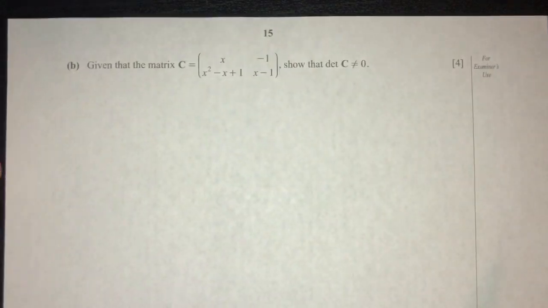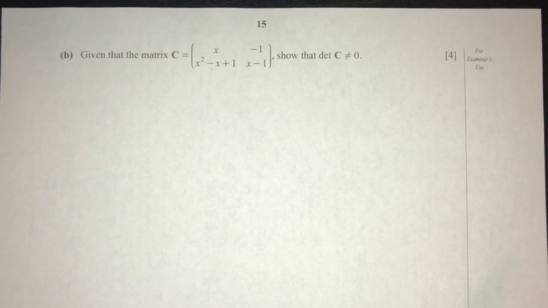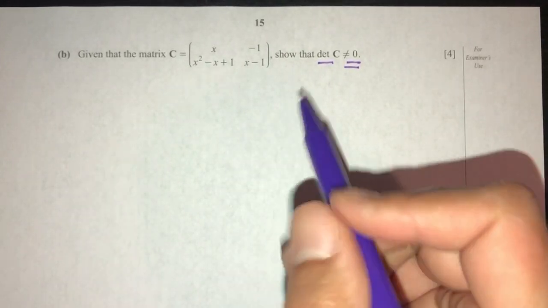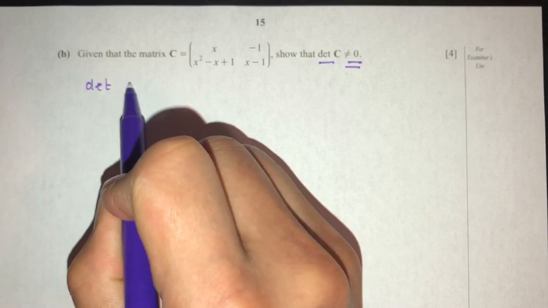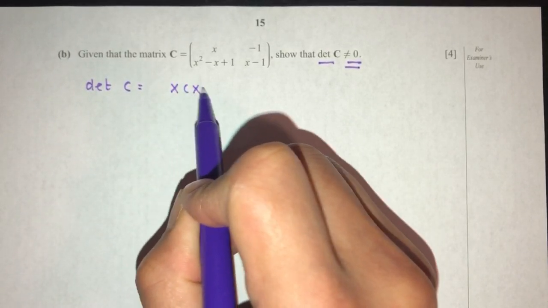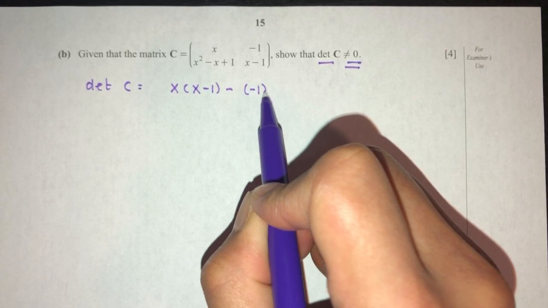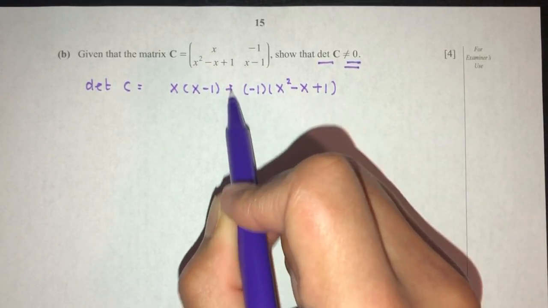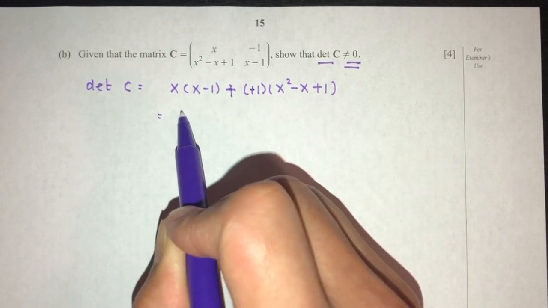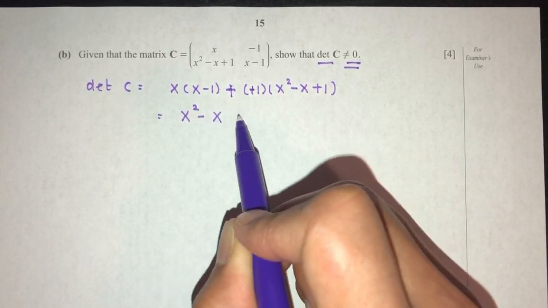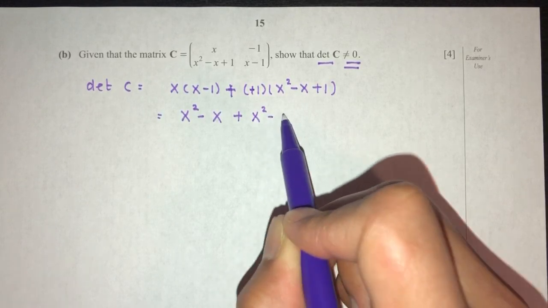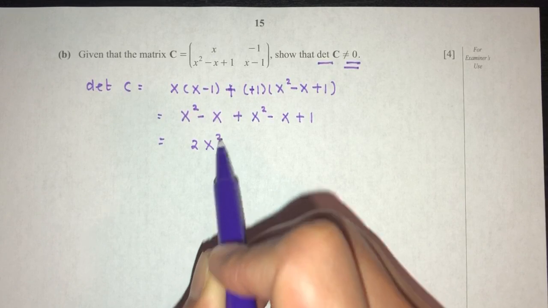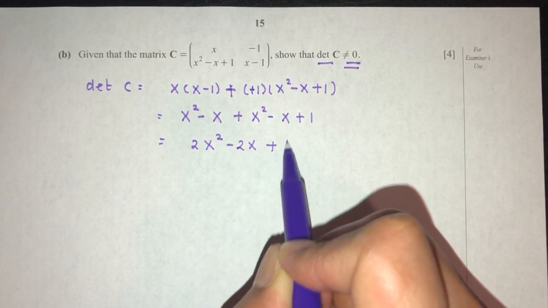Okay, so now we have question part B. Given the matrix C is this, we have to show its determinant is not equal to 0. Pretty easy. How do you find the determinant? We have to cross multiply first. x times x minus 1, minus minus 1 times x squared minus x plus 1. So these two will become plus. x squared minus x will become plus x squared minus x plus 1. That will become 2x squared minus 2x plus 1.